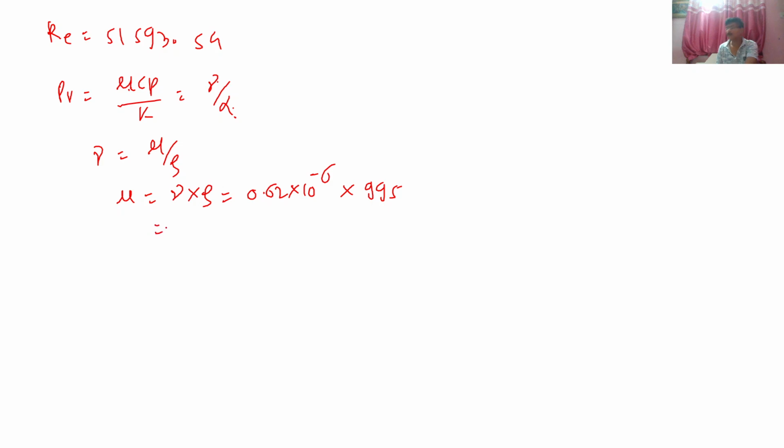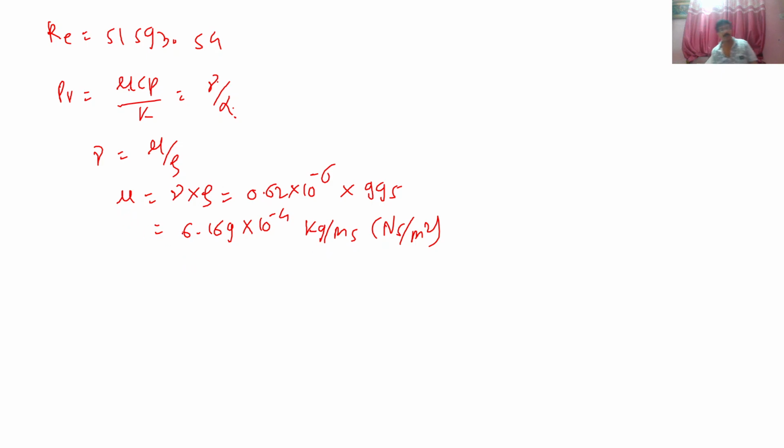So what is the answer of mu, students? The answer of mu, I will do it for you: 0.62 × 10 raised to minus 6 into 995, that comes around 6.169 × 10 raised to minus 4 kg per meter second, or Newton second per meter square. Any unit you can write for mu.